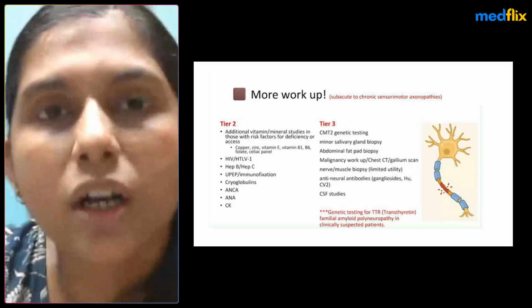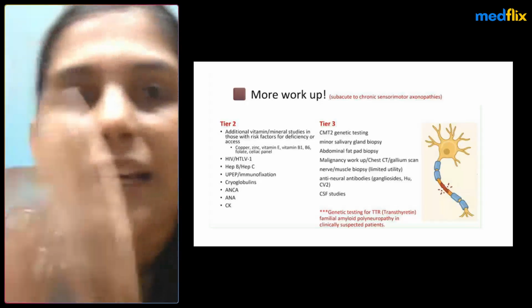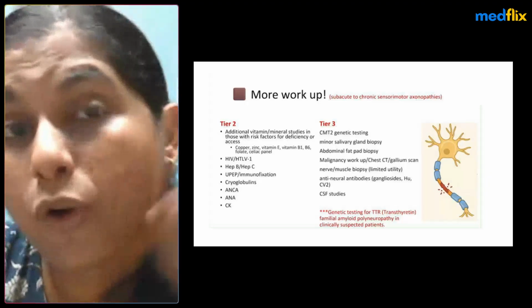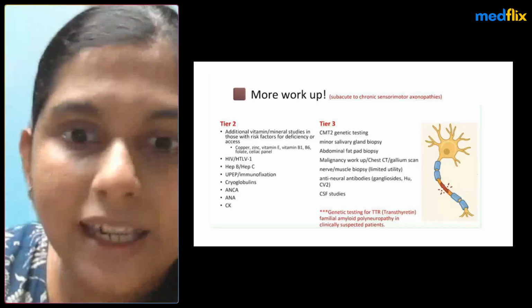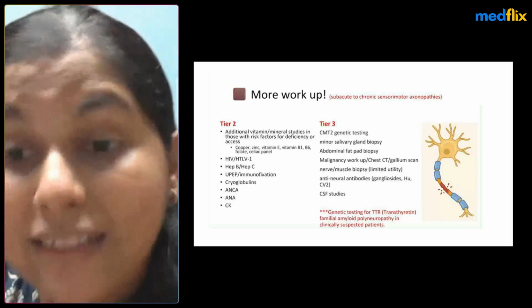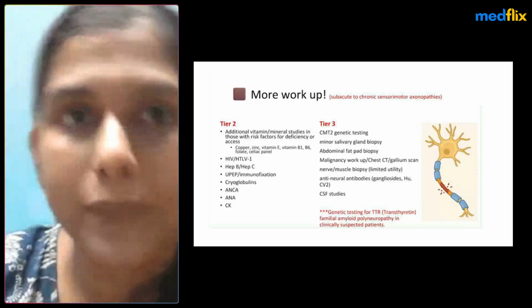And then the final tier will include genetic testing, CMT2, because remember CMT1 is a demyelinating variant, or you can do a salivary gland or abdominal fat pad biopsy. This is for amyloid, malignancy workup, anti-neural antibodies if you're suspecting an underlying paraneoplastic syndrome, and genetic testing for transthyretin hereditary, and this is where you're suspecting familial amyloid polyneuropathy.